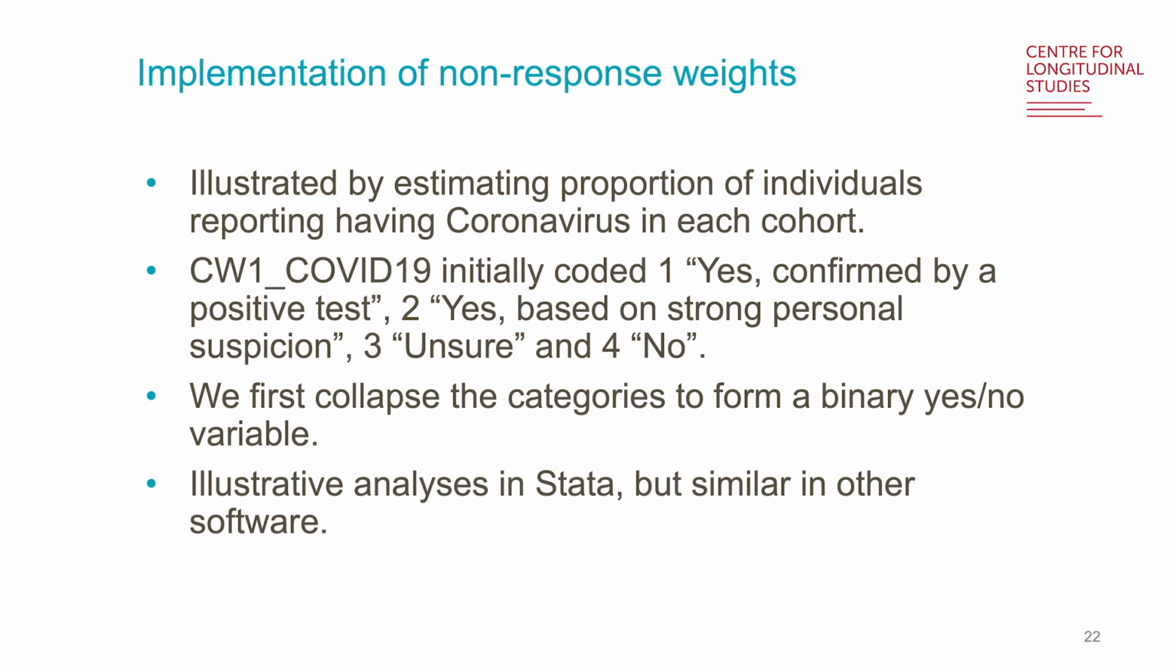This is initially coded as 1, yes, confirmed by a positive test; 2, yes, based on strong personal suspicion; 3, unsure; and 4, no. So we first collapse the first two categories together and the last two categories together to form a binary variable, coded 0 is no and 1 is yes. And then we'll have a look at how we do these in Stata. But as I say, you may be using other software, but I would imagine that similar approaches are possible elsewhere.